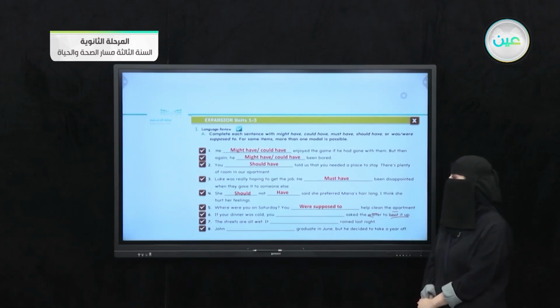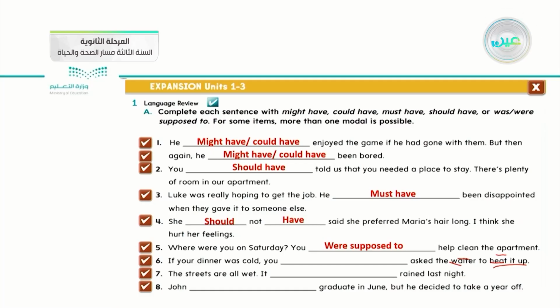Number six, if your dinner was cold, you, space, asked the waiter to heat it up. So if your dinner was cold, you should have or could have asked the waiter to heat it up. Number seven, the streets are all wet. It, space, rained last night. What do you think it is? So it must have is the suitable one for that sentence.